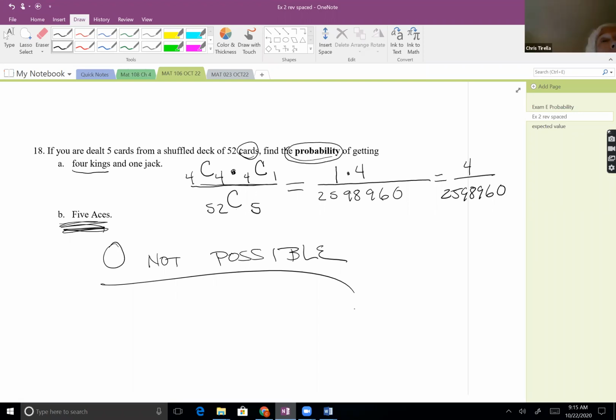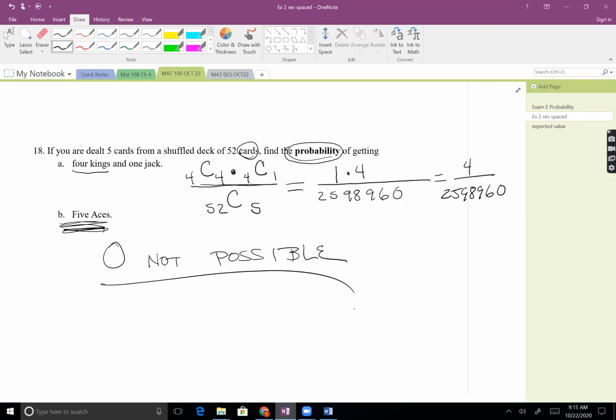And there we go. Yay, 17's not on the test. Pardon me? You said 17's not on the test. There's only one expected value on the test, and I believe it's like one of the ones that was on the homework. I think it was the expected value of some sort of game of chance.